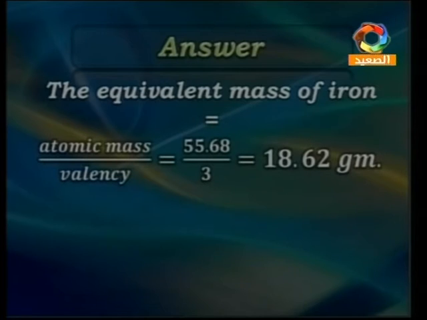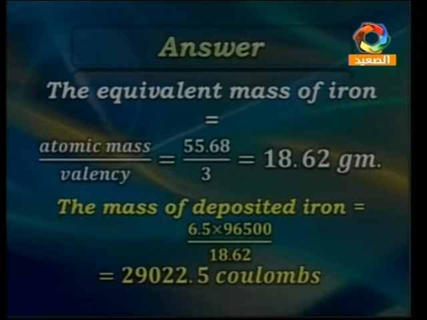So I need to calculate how many coulombs are used to make this reaction. We have the answer here, the equivalent mass of iron. It is very important to calculate the equivalent mass. So the atomic mass divided by the valency equals 55.68 divided by 3, which equals 18.68 gram. It's the equivalent mass of iron. And replace this in the rule. We have the mass of deposited iron: 6.5 times 96,500 divided by 18.62, which equals 29022.5 coulombs.